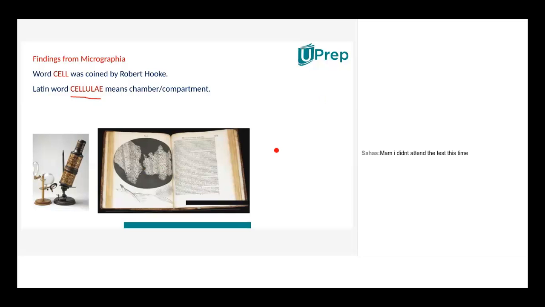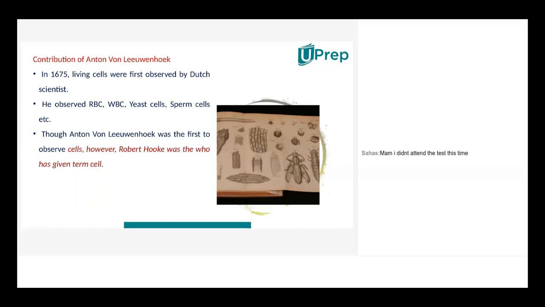Then the actual living cell was first discovered by Anton van Leeuwenhoek. He is the scientist who first observed the living cell. So the first discovery of cell was by Robert Hooke, and the first living cell observation was by Anton van Leeuwenhoek. So there is a difference between the two. He had observed so many living objects like RBC, WBC, yeast cells, sperm cells, and so many different organs of insects like centipede and cockroach. So the cell was discovered by Robert Hooke, but the living cell was observed by Leeuwenhoek. That's the difference between the contributions of the two scientists to cell biology.